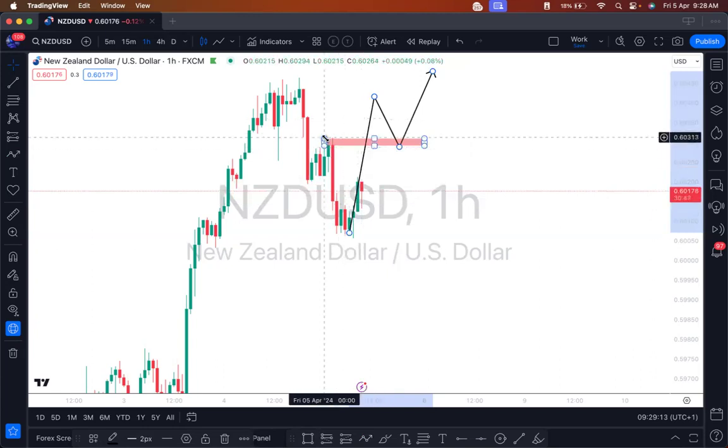So what we could do is wait for price to break the lower high first. At that point now, even the 1 hour time frame will shift towards a bullish market, so you can start looking for buys. So till then, we just wait.